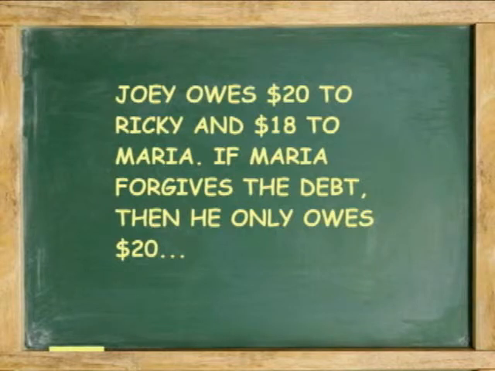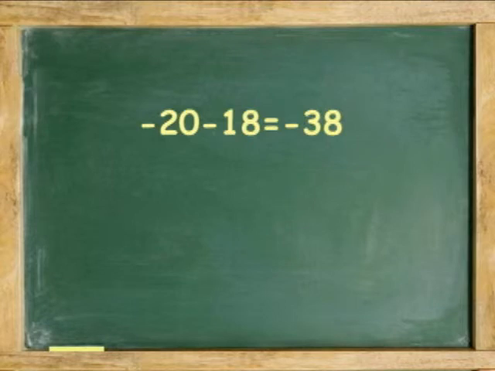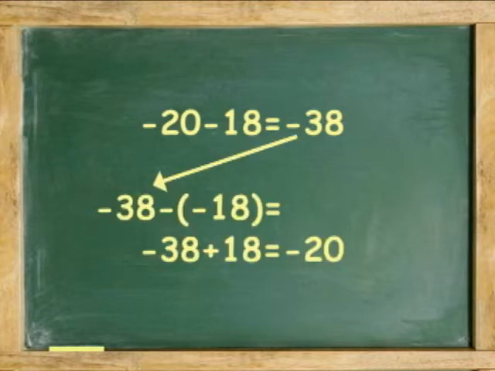Let's try another example. Joey owes $20 to Ricky and $18 to Maria. If Maria forgives the debt, then he only owes $20. The equation to show this is negative 20 plus negative 18 equals negative 38. $38 is what he owes. If one debt is forgiven, take away the negative. Negative 38 minus negative 18 equals negative 38 plus 18 equals negative 20.